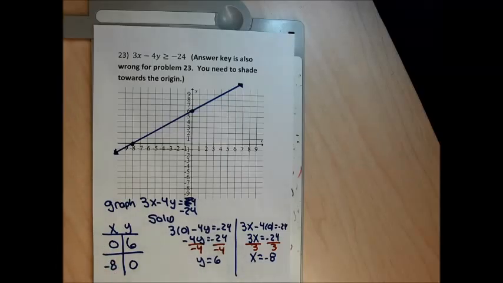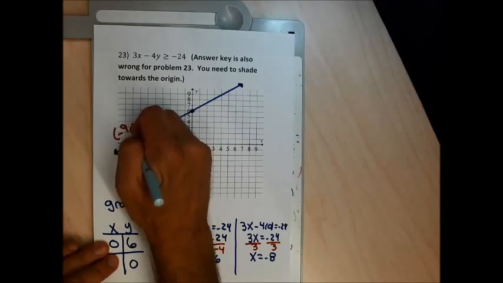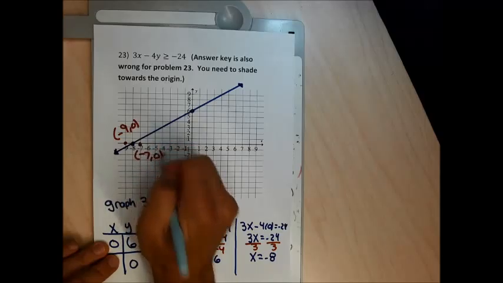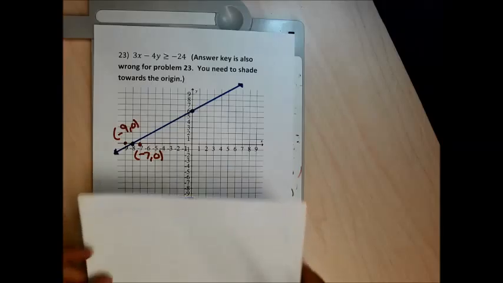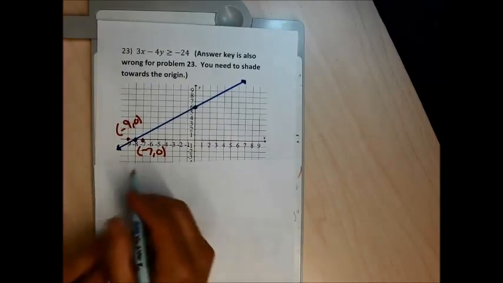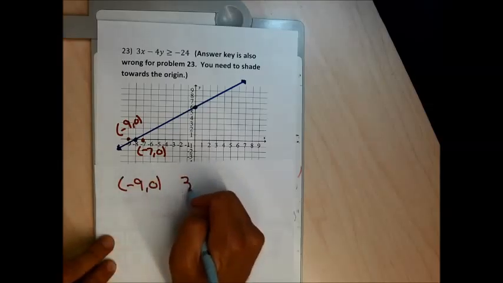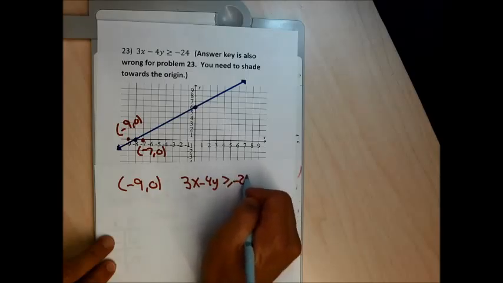So what points am I going to check? I'm going to check negative 9, 0 and negative 7, 0. So let me try to check these somewhere else. Let me check on another sheet of paper because I'm kind of running short on room here. So first point I'm going to check is negative 9, 0. And I'm going to check that in 3x minus 4y is greater than or equal to negative 24.